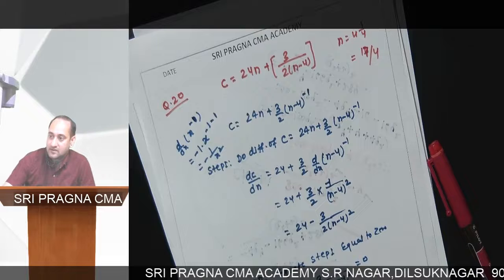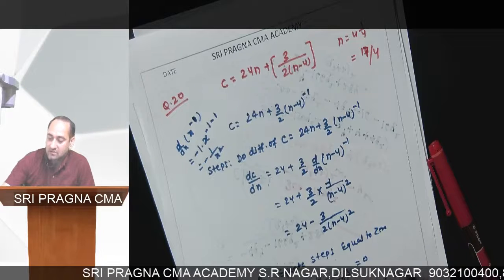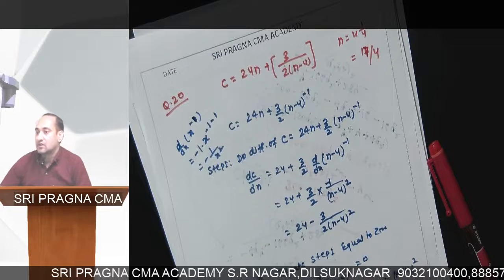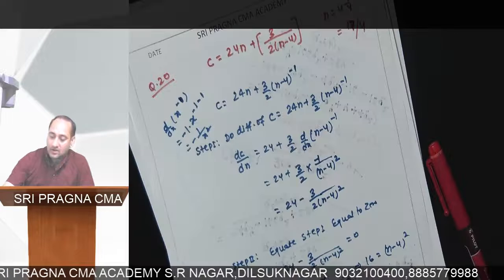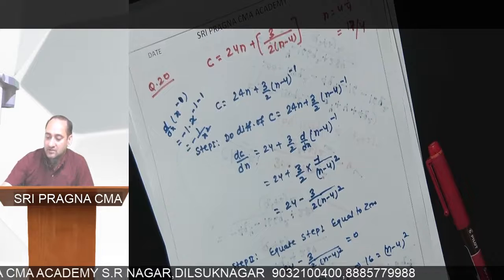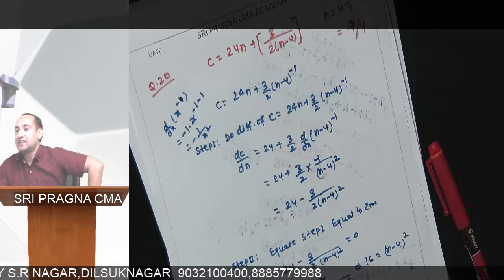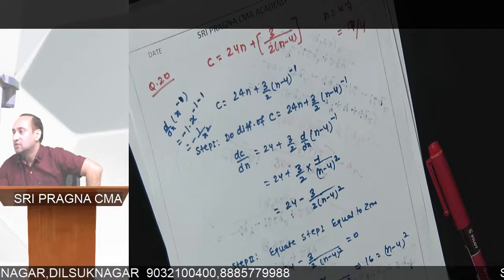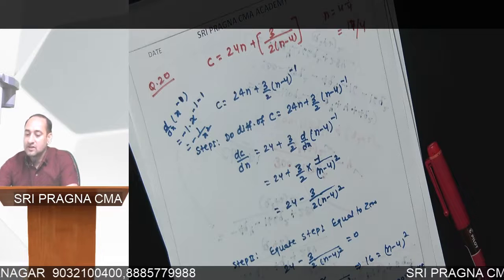So we will have 16 is equal to (n minus 4) whole square. Okay, n minus 4 whole square. So n minus 4, obviously when you remove the square you get plus minus root under 16. n is the number of workers, and as I told you, a worker cannot be negative, so ignore the negative value.